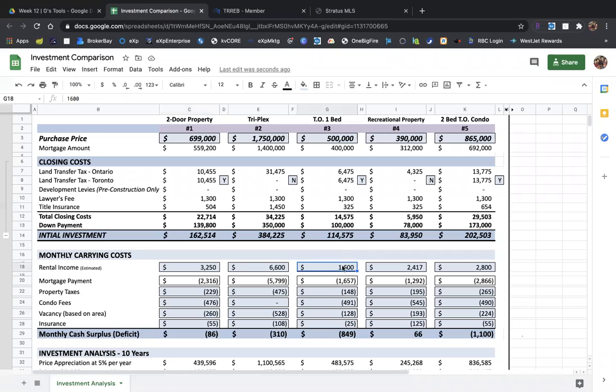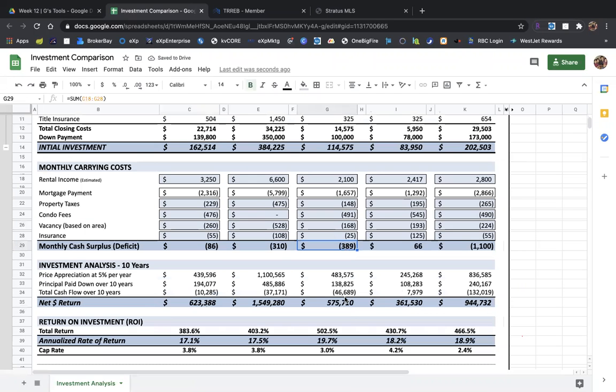And it was hard even at 2,100 breaking even on this condo. You're still losing almost $400 a month.